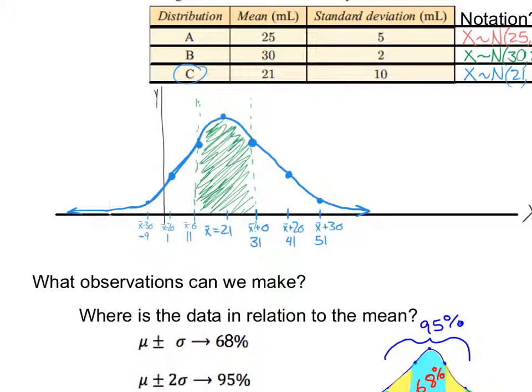Now, what that also means, this is symmetrical. So if I were to cut this in half, approximately 34% of our data would be on the left side, and approximately 34% of our data would be on the right side within one standard deviation.